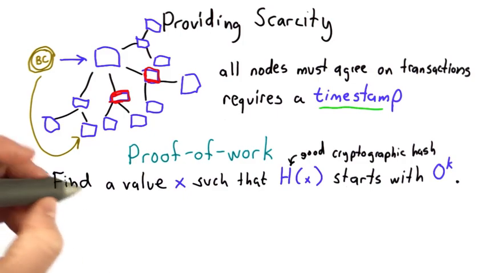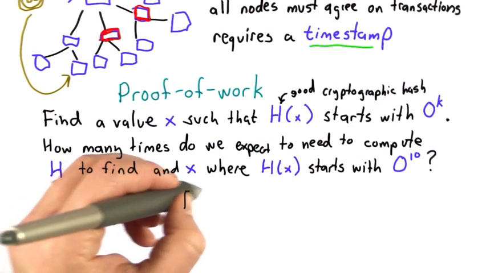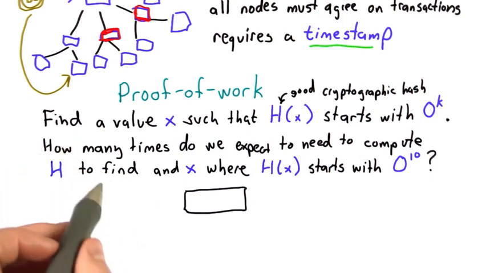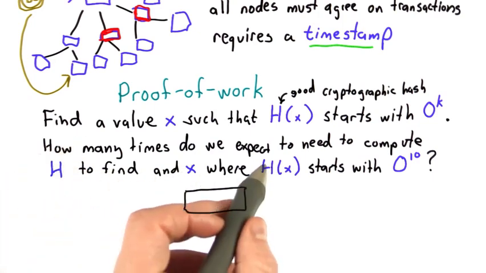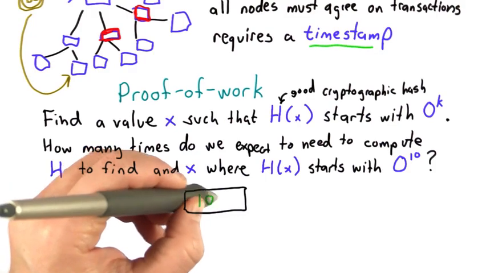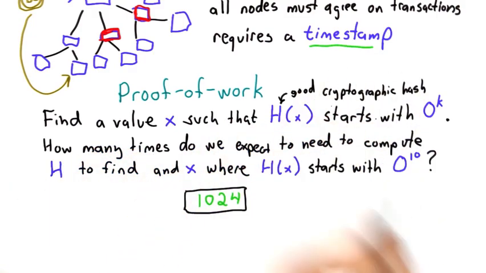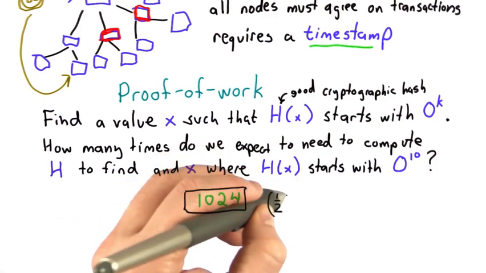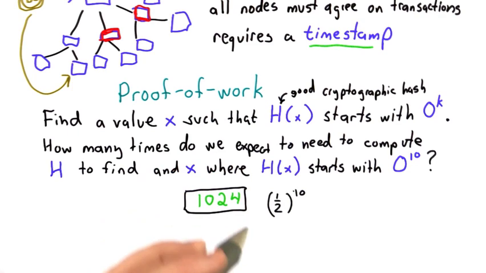So how much work is that? How many times do we expect to need to compute the hash function h in order to find a value of x where h of x starts with 0 to the 10, starts with 10 consecutive zeros? The answer is 1024. If the hash is a good cryptographic hash and it produces a uniform distribution, the probability that any bit is a 0 is 1/2. And we need to find an output that starts with 10 zeros.